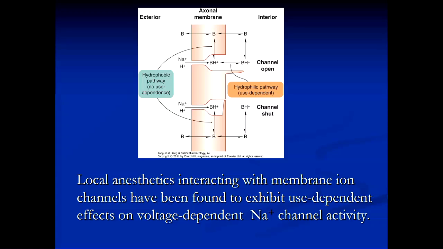So the basic idea is that if you've got a DRG cell that's responsible for sensing a painful, noxious stimulus, then that neuron's going to start firing. A lot of action potentials are going to be occurring in the axon of that neuron, which means the sodium channels are going to spend a lot of time, relatively speaking, in the open conformation. And that's when the drug has the best access to its binding site in the voltage-gated sodium channel, and so it effectively blocks that channel.